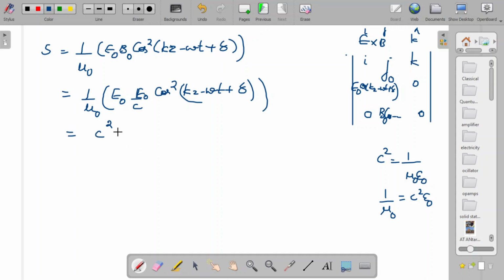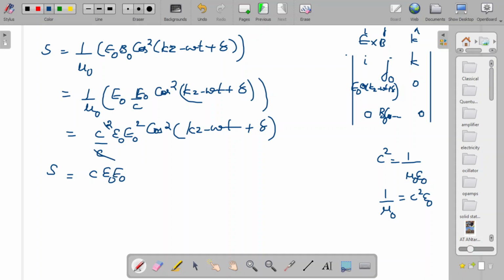then epsilon 0, then E0 square divided by, there is another C in the denominator, cos square kz minus omega t plus delta. Another C is there, so one of the C you can cancel. So finally this equation becomes Poynting vector S is C into epsilon 0 into E0 square into cos square kz minus omega t plus delta. Okay, very interesting, right?